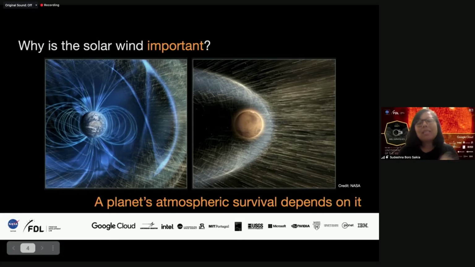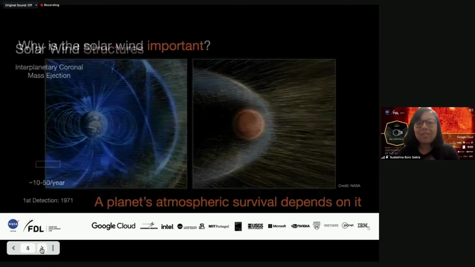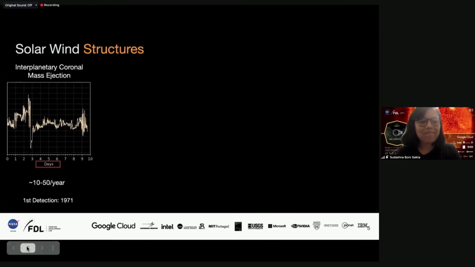atmosphere. So this brings us to the point that if we want to have a good understanding of how a habitable atmosphere develops and survives around a planet or even an exoplanet, we need to know about the solar wind, its origin and its evolution through space. That's why this summer at FDL, our team investigated the different structures embedded in the solar wind as it propagates throughout space. So Nathan is going to talk to us about the different structures and what we did this summer.